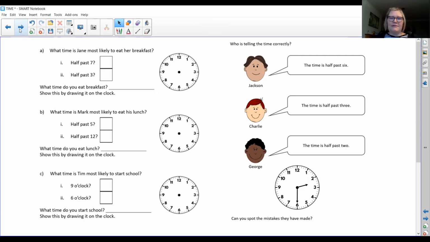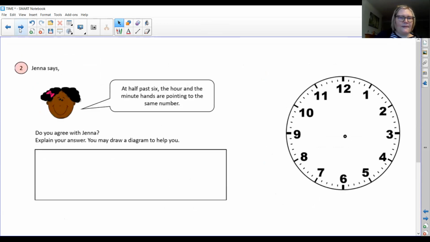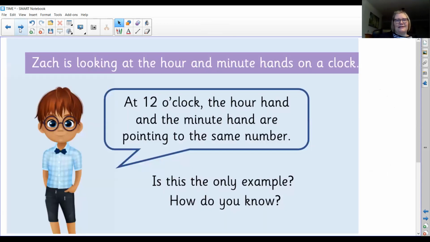Okay, the important thing to remember is that the minute hand is the bigger one, and for half past times, the minute hand has to point to the bottom of the clock, and for o'clock times, the minute hand has to point to the top of the clock. And the shorter one is called the hour hand.